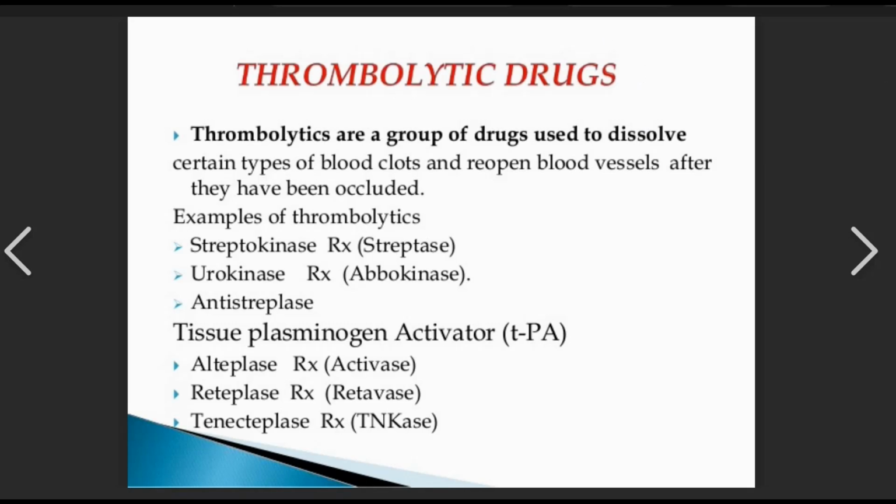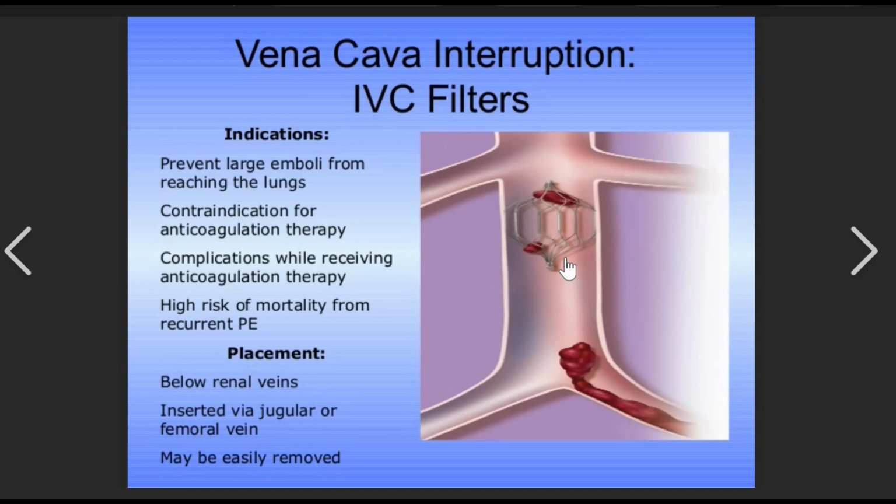Other surgical management includes IVC filter placement. What is an IVC filter? A filter is placed into the inferior vena cava. This filter filters the blood and prevents the blood clot from reaching the pulmonary arteries. This is indicated when the patient cannot be anticoagulated because of the bleeding risk or high mortality from recurrent PE.